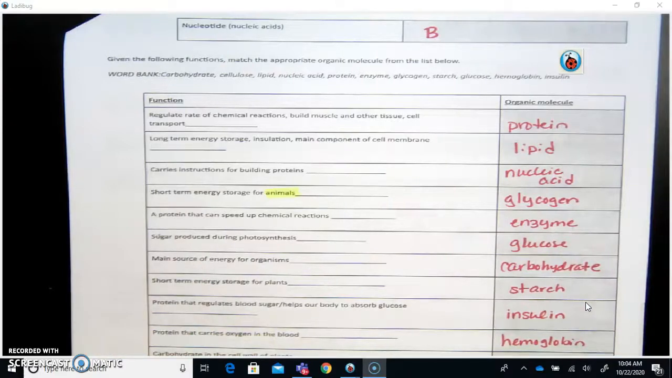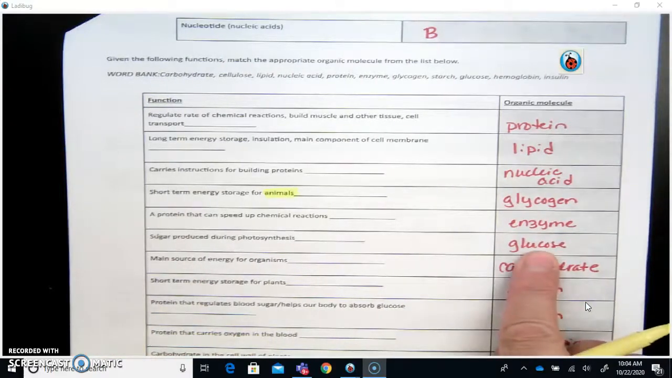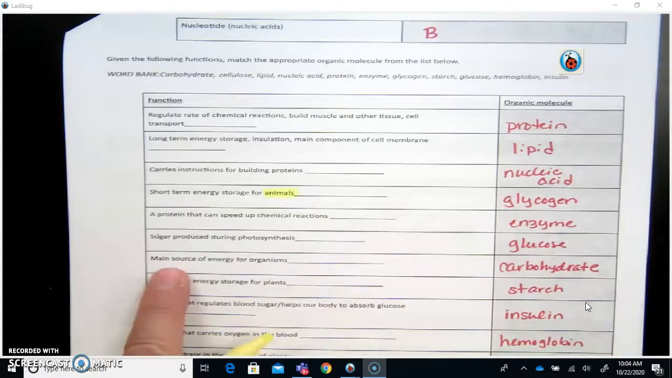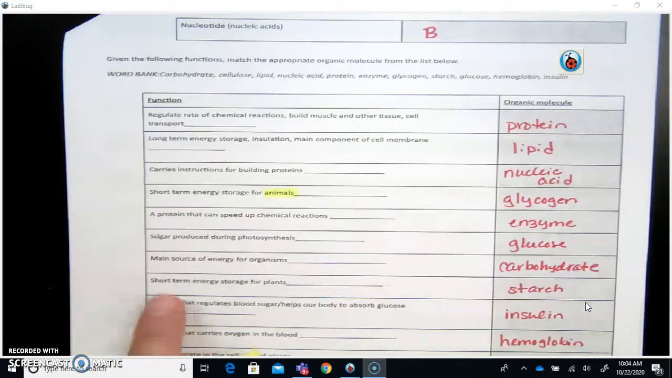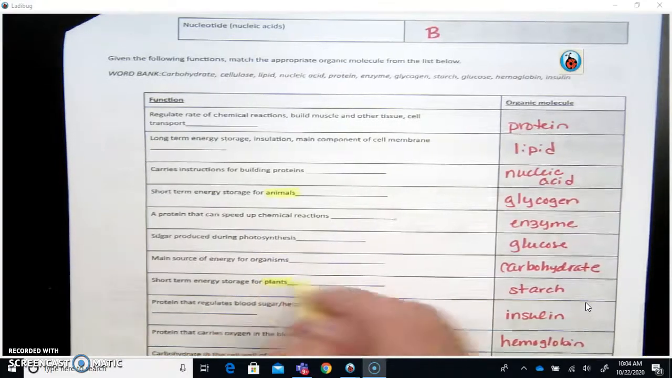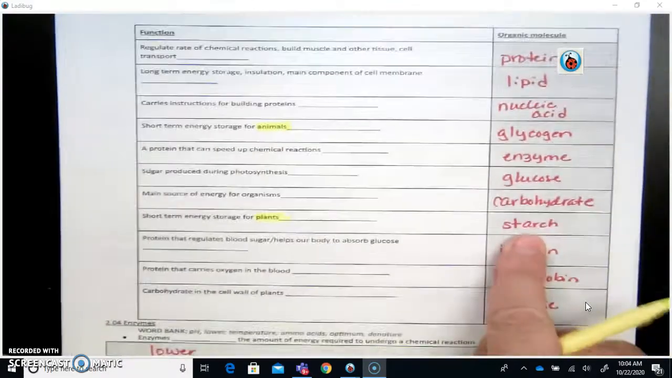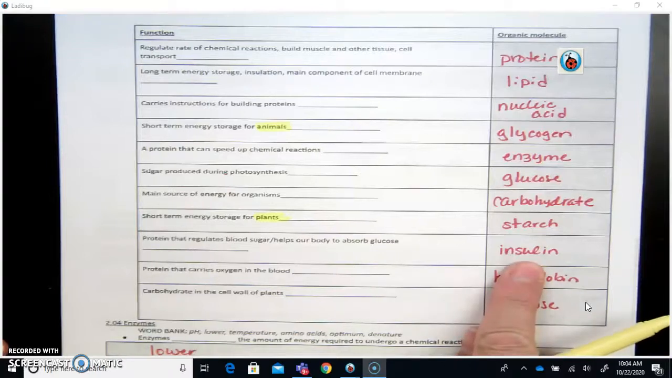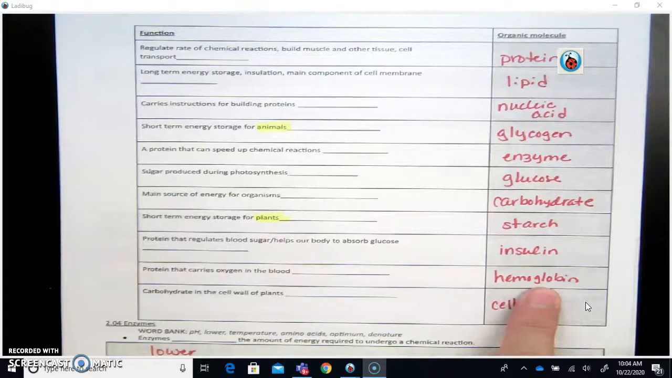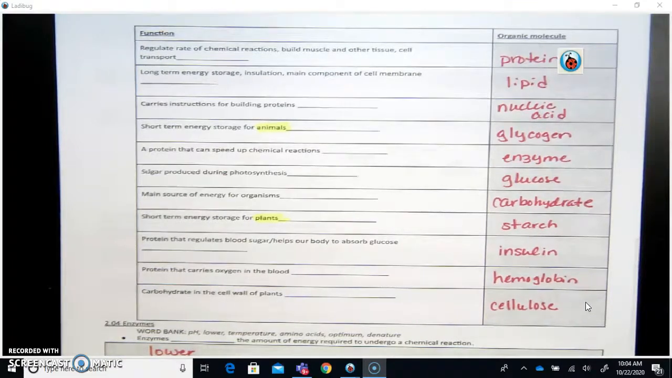Sugar produced during photosynthesis is glucose. In general, the main source of energy for organisms are carbohydrates. Short-term energy storage for plants is starch. Protein that regulates blood sugar, helps our body to absorb glucose, is insulin. Protein that carries oxygen in the blood, hemoglobin. Carbohydrate in the cell wall of plants, cellulose.